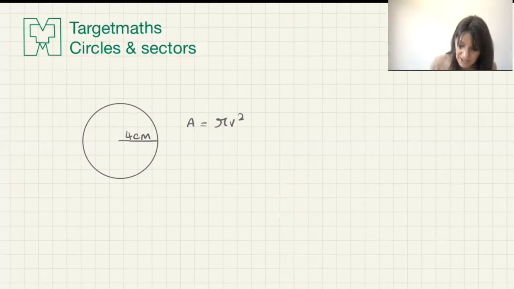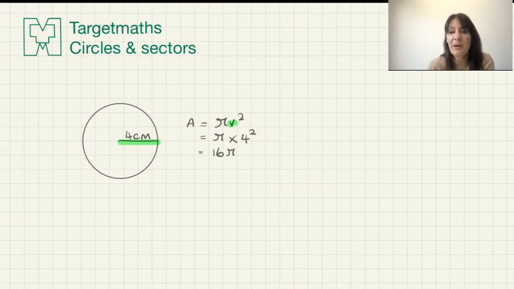So the area is pi r squared. That means pi times whatever the radius is. So you go to the diagram and you look to see what they've given you. They have given us a radius, so that's brilliant. I can just put that number straight in. Now, 4 squared is 16. So I could take the 16, squash it to pi.